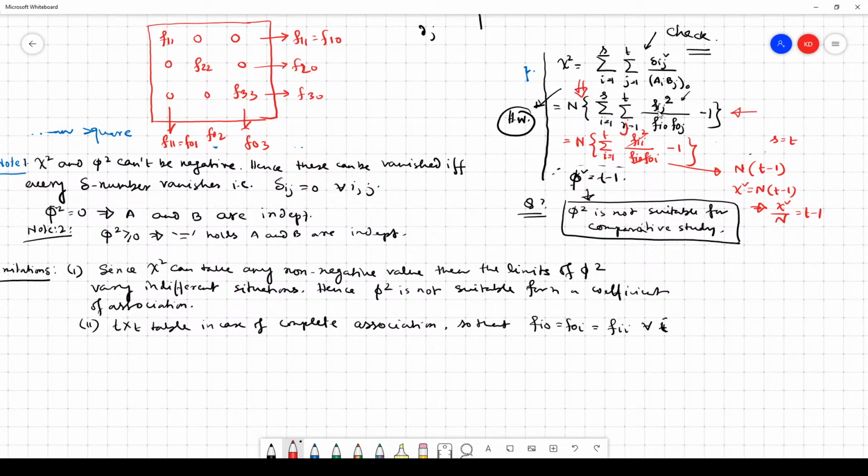And now since it is complete association, that means all off diagonal elements are 0, and if so this sum reduces to sum over i from 1 to t of (fi square minus fi naught f naught j) minus 1. And since fi equal to fi naught equal to f naught j, this ratio should be 1, and hence it should be n into t minus 1. Therefore chi square is nothing but n into t minus 1, hence phi square equals t minus 1.